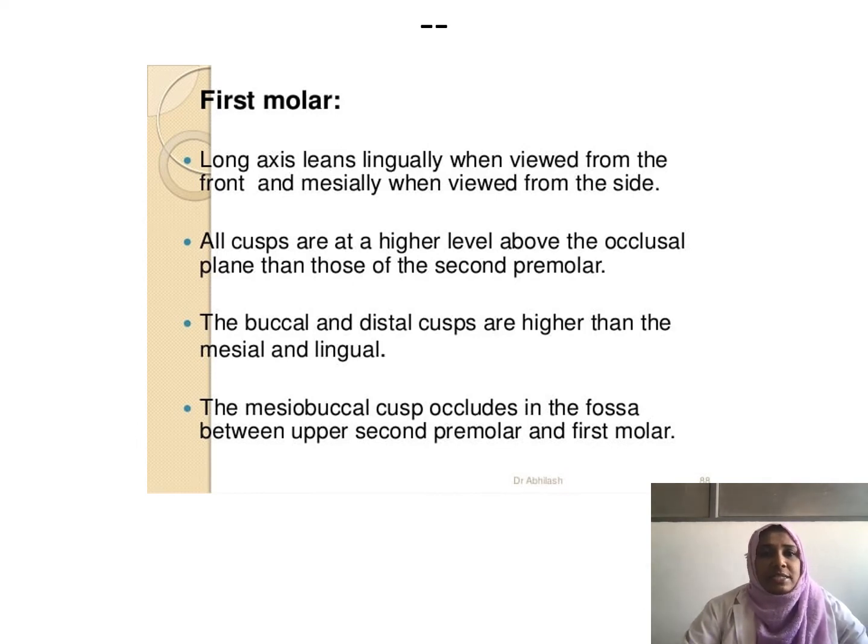The long axis leans lingually when viewed from the front and mesially when viewed from the side. All cusps are at a higher level above the occlusal plane than those of the second premolar. The buccal and distal cusps are higher than the mesial and lingual. And the mesio-buccal cusp occludes in the fossa between the upper second premolar and the first molar.